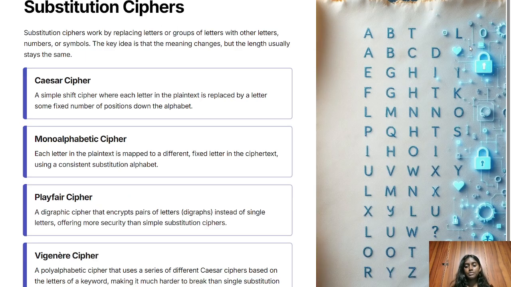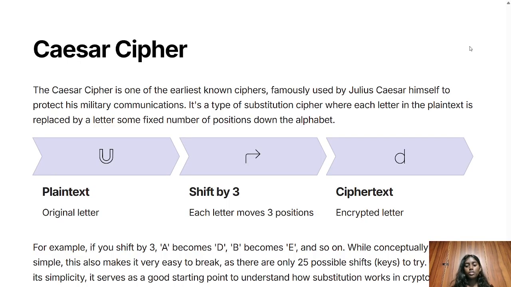Caesar cipher. The Caesar cipher is one of the earliest and simplest ciphers, famously used by Julius Caesar. Here, each letter in the plaintext is shifted by a fixed number of positions. For example, with a shift of 3, A maps to D, B maps to E, C maps to F, and so on. Because there are only 25 possible shifts, it's extremely easy to break. Still, it can be an excellent starting point to understand substitution methods.